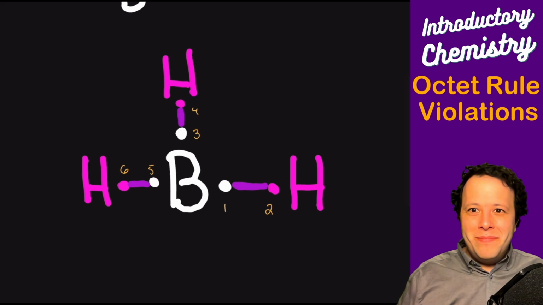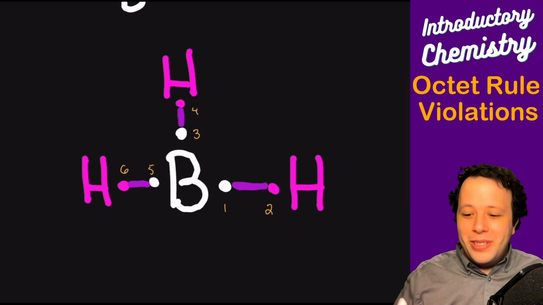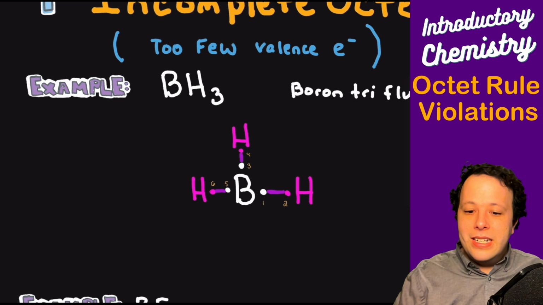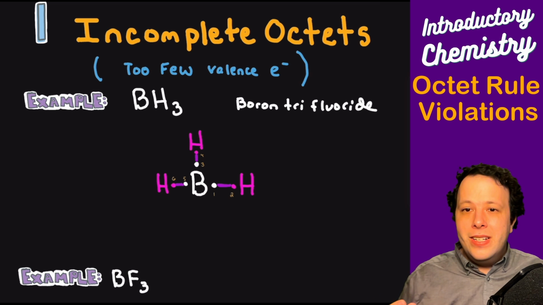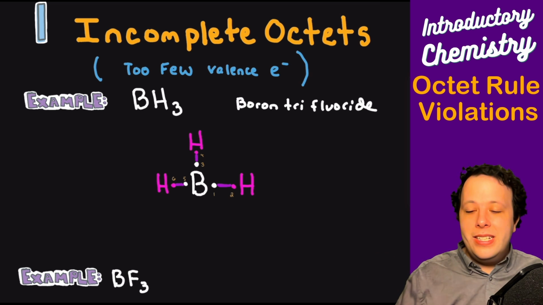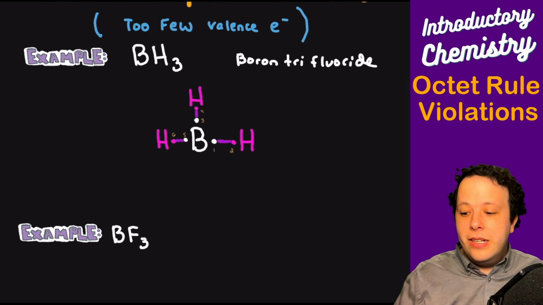And you know what? That's okay. That's perfectly fine to not have 8. Ideally, you always want to have an octet if you can get there, but in this situation, we don't have one. So this is where it's deficient. It doesn't always have the opportunity.